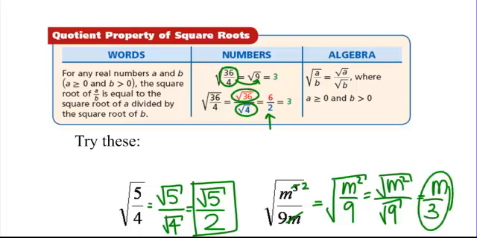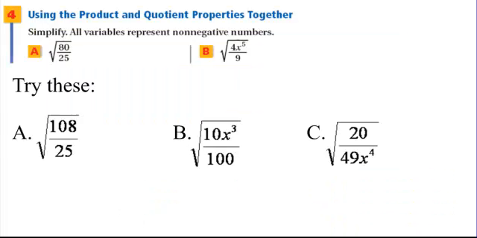So we couldn't have done this if we would have tried to break it up first, because then we would have had the square root of m cubed on the top, which wouldn't have given us a perfect square, and then the square root of 9m on the bottom. So sometimes it's easier to simplify things first and then split them up, and other times, like this first problem here, we need to split them up first and then simplify. So now let's put all of this together.